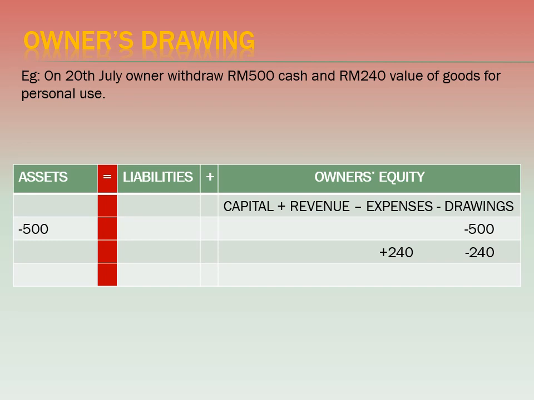to the basic accounting equation: the 500 of cash is an asset. So when we took out the 500 from the business, you need to deduct the asset by 500 ringgit, and then you will have a minus symbol for the drawing column, 500 ringgit, because withdrawing for personal use must be recognized as owner's drawings.